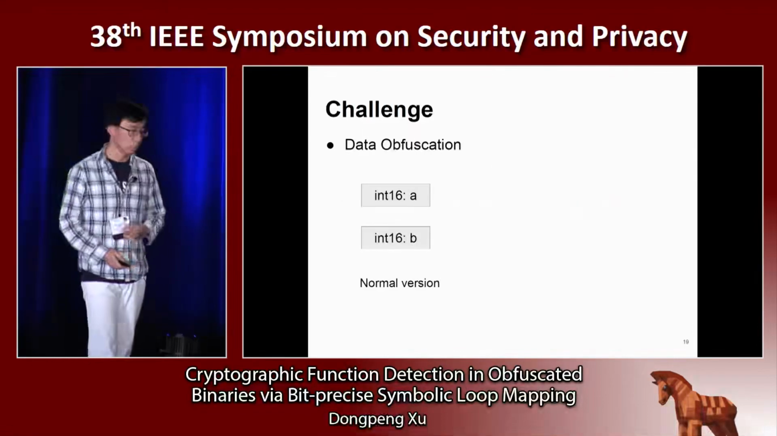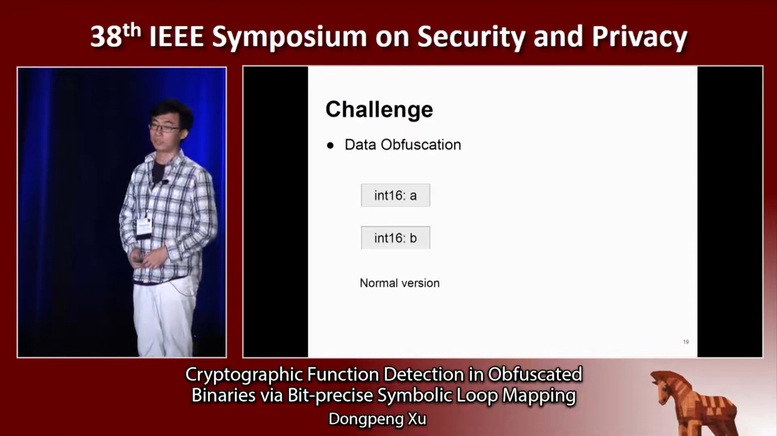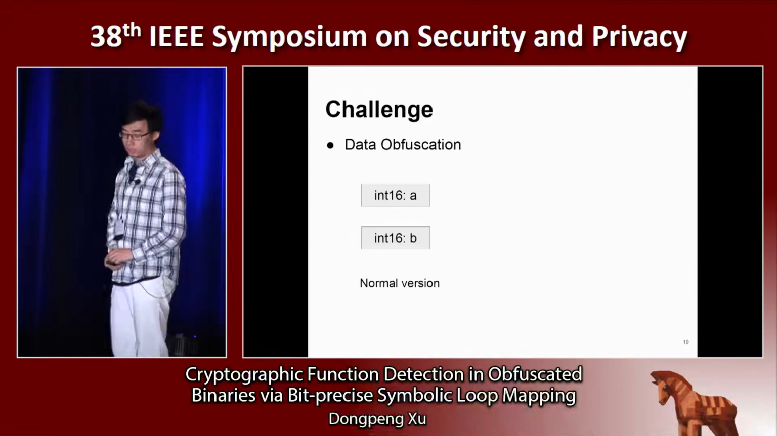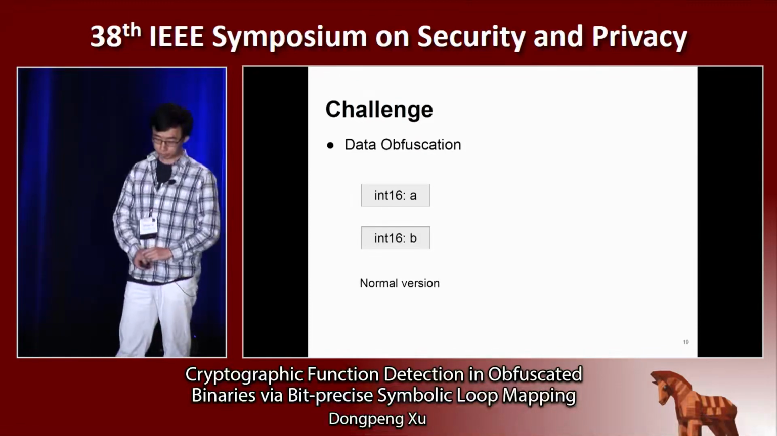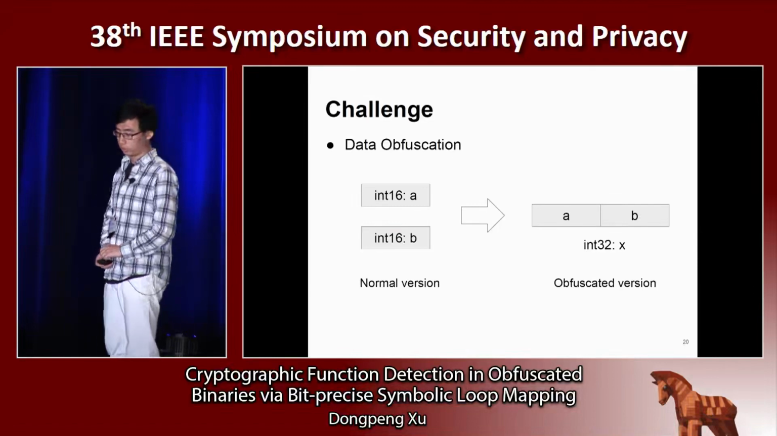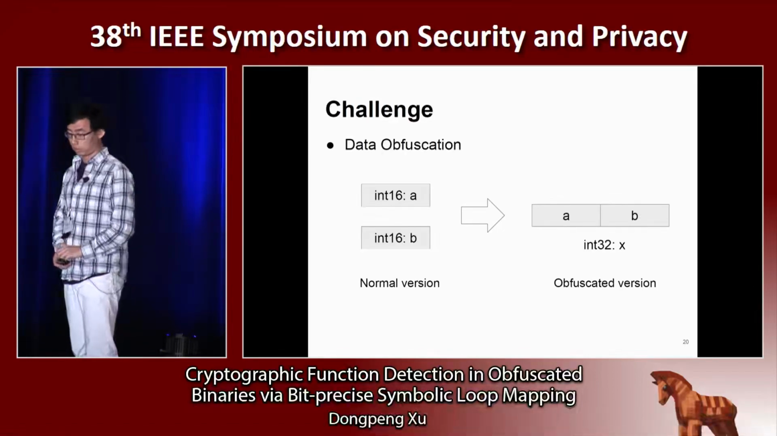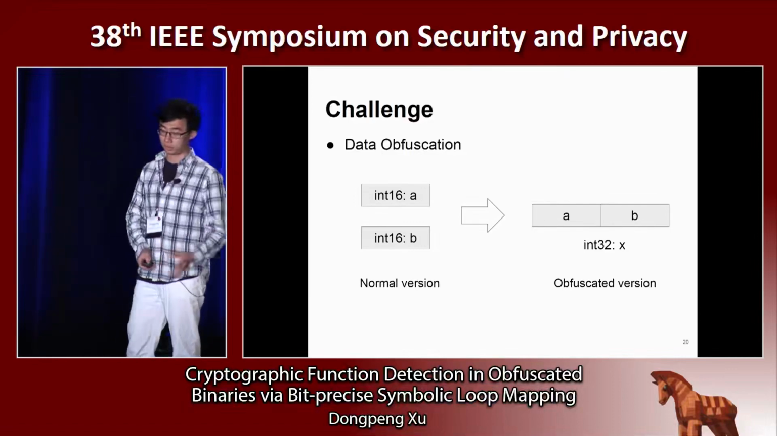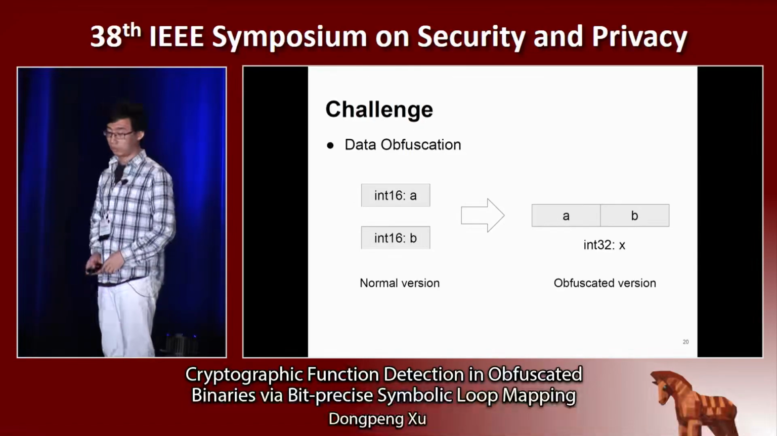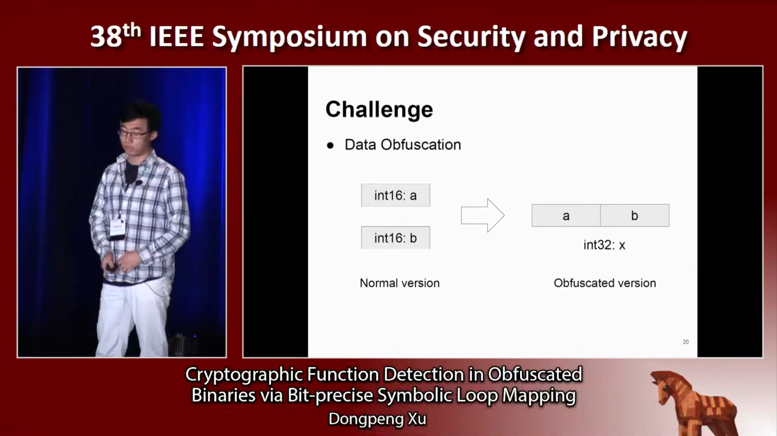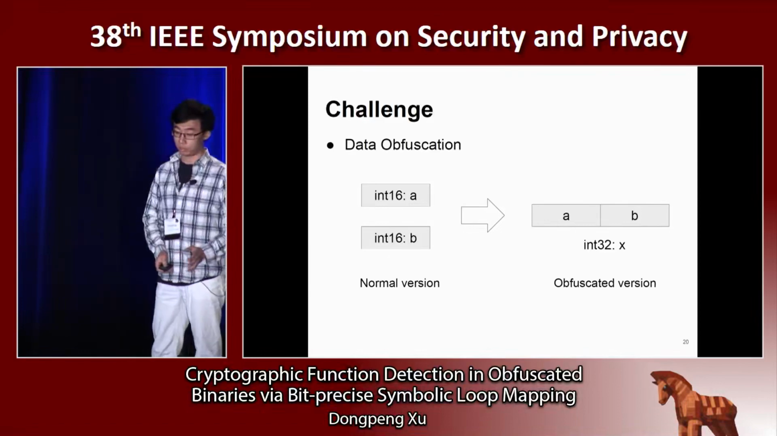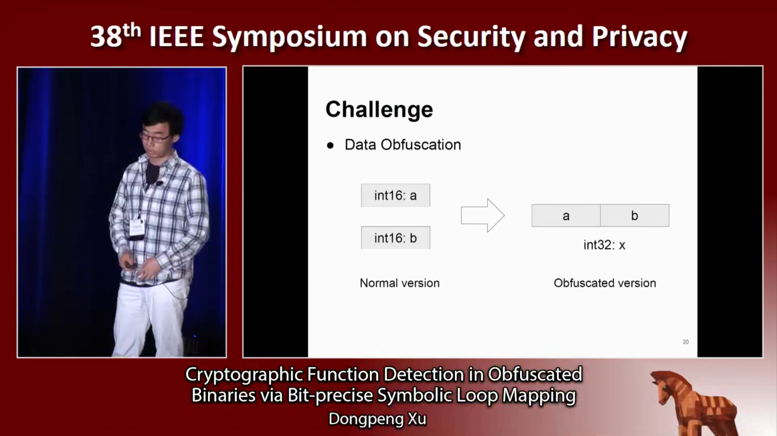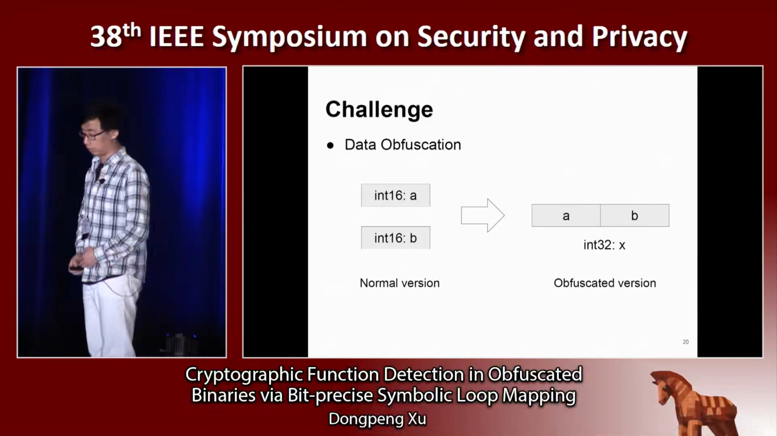Here I show an example of a simple data obfuscation. In the normal version of the program, there are two 16-bit integers, variables a and b. But in the obfuscated version, there is only one 32-bit integer variable x. Actually, it is a combination of a and b in the normal version. If you use a dynamic method to analyze this kind of program, it cannot identify the input-output relation since the number of input variables is different. They usually treat these two versions of the program as different.